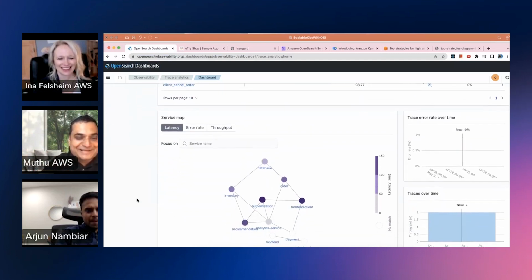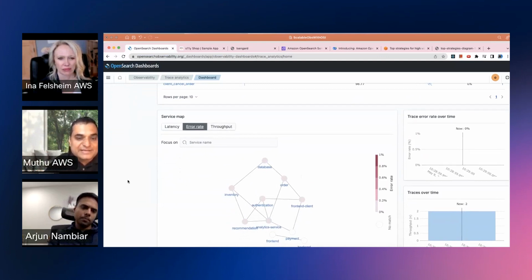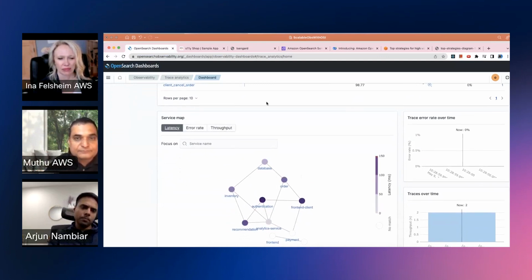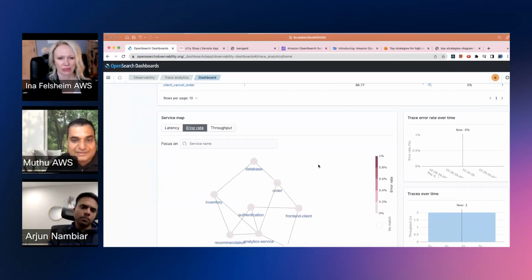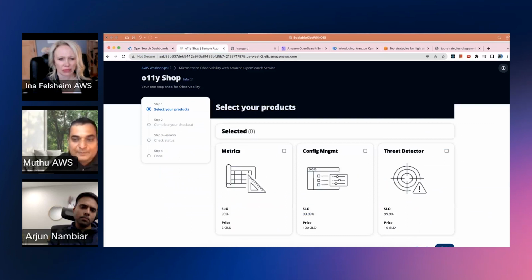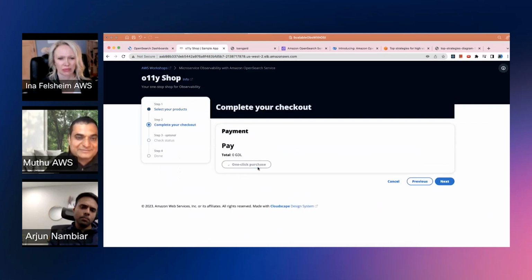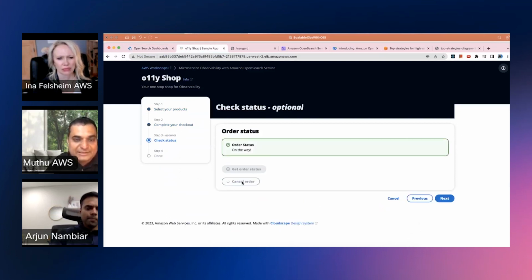Service maps is another feature that shows a graphical view of the interacting services and shows you different metrics like latency, error, and throughput. In this case, I'm going to look for the service that has the highest error rate. I need to do some more clicking around here to generate some data so that we can get the service maps going, cancel the order.